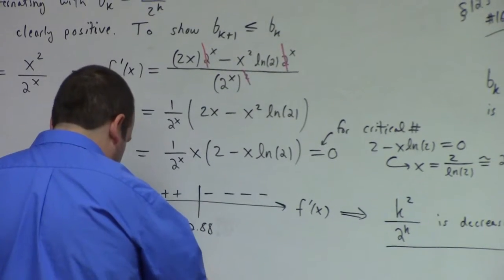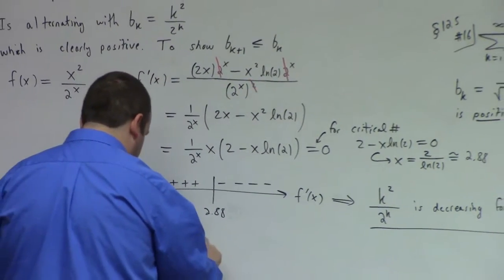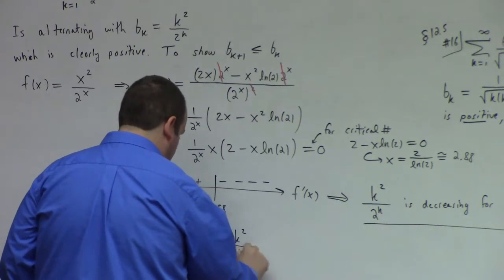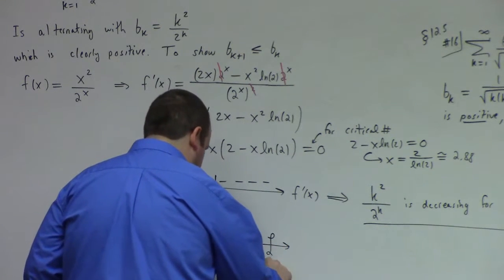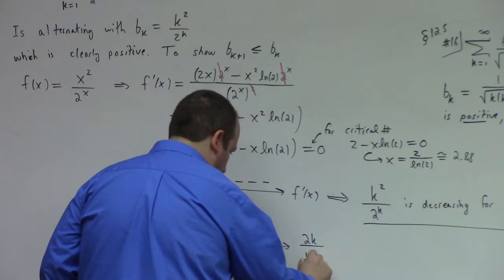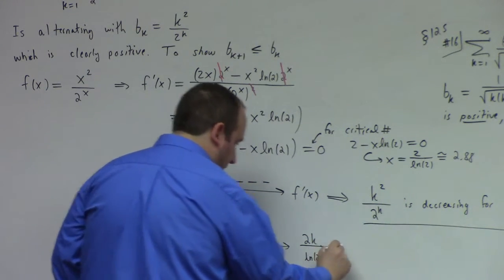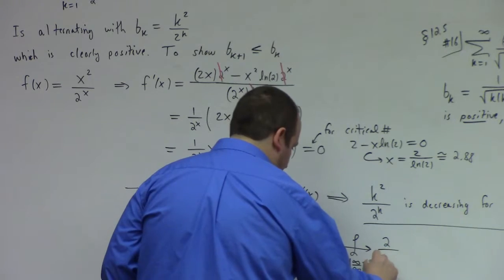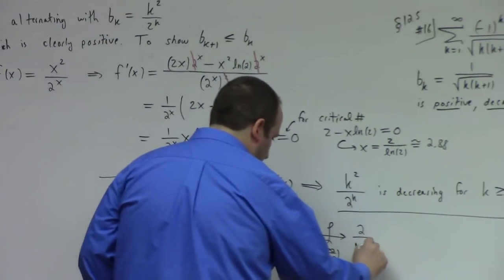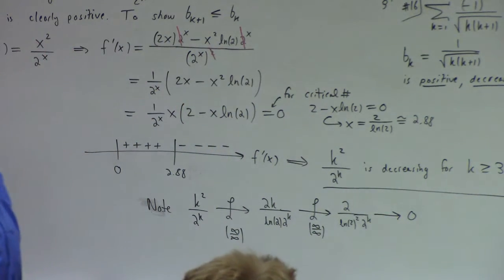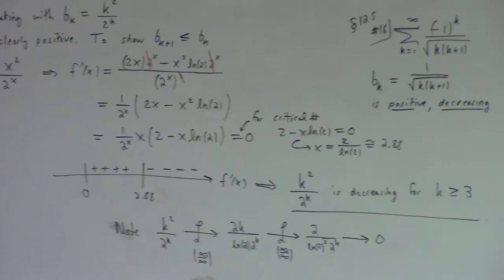Thus, note k squared over 2 to the k, extending k to be continuous, by L'Hopital's rule, infinity over infinity gives me what? 2k over natural log of 2 times 2 to the k, right? And then another L'Hopital, infinity over infinity, 2 over (ln 2) squared times 2 to the k, which goes to 0, right? So that shows that b sub k goes to 0. Again, I think some detail is required because it's not immediately obvious that b sub k goes to 0.